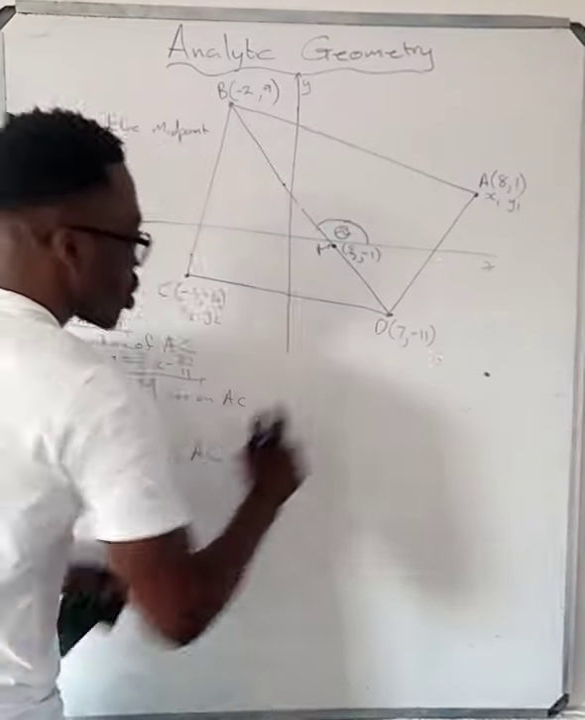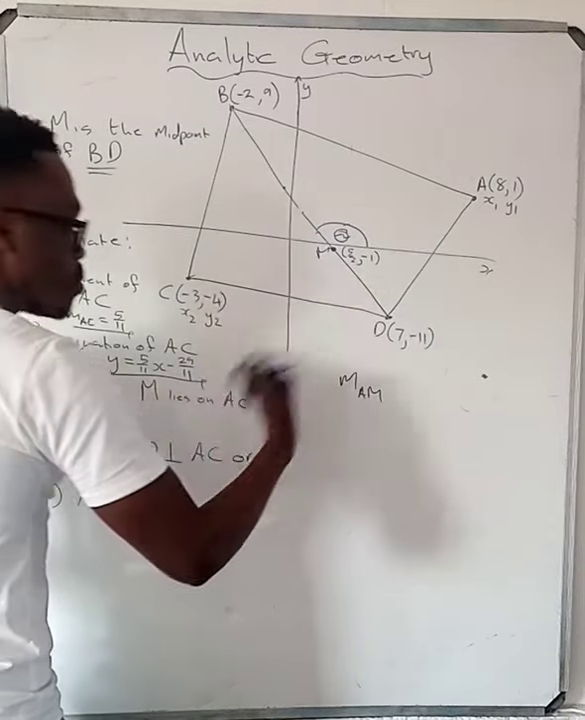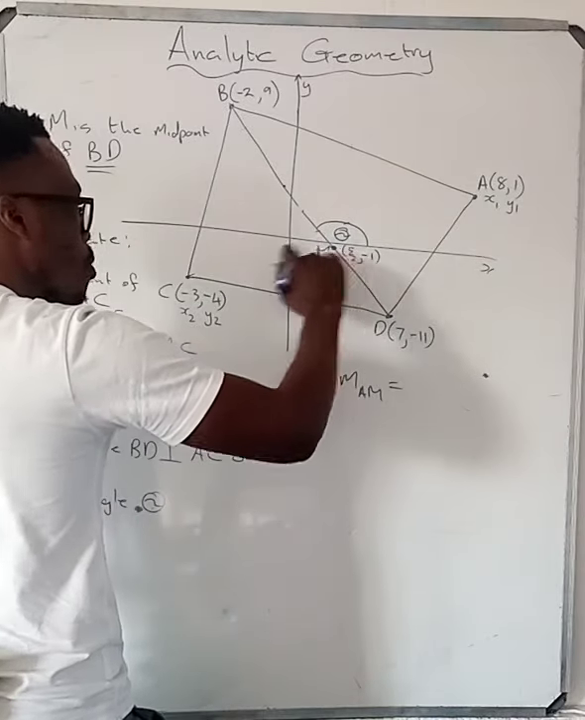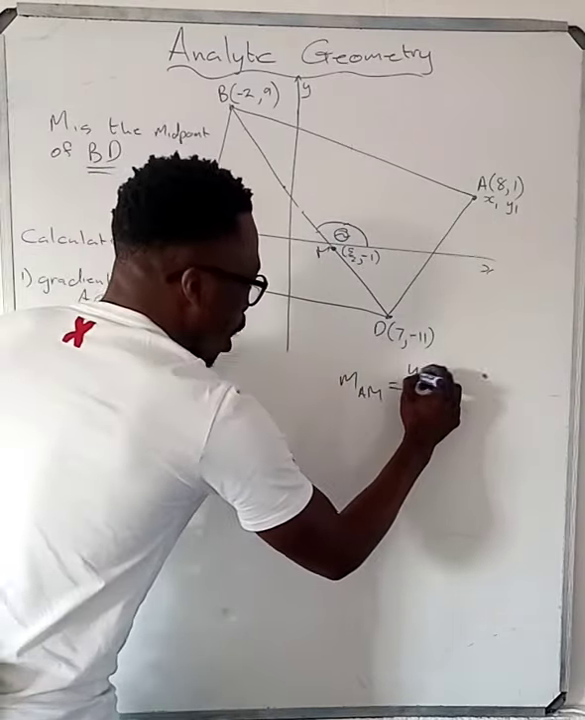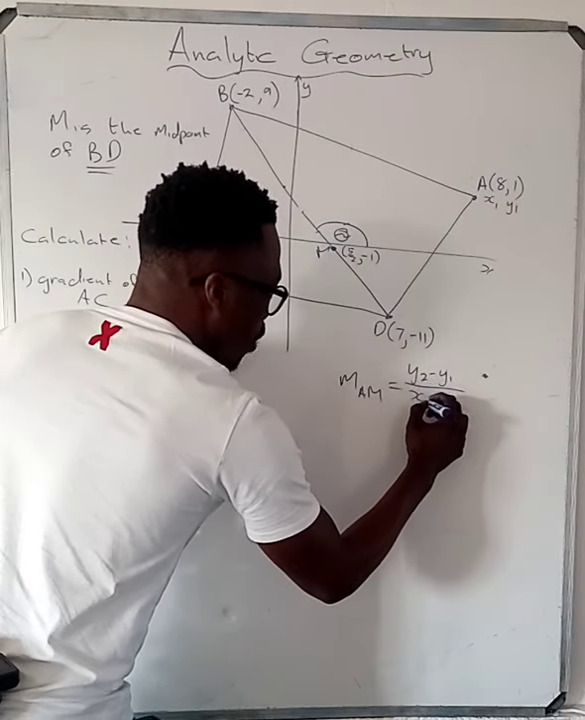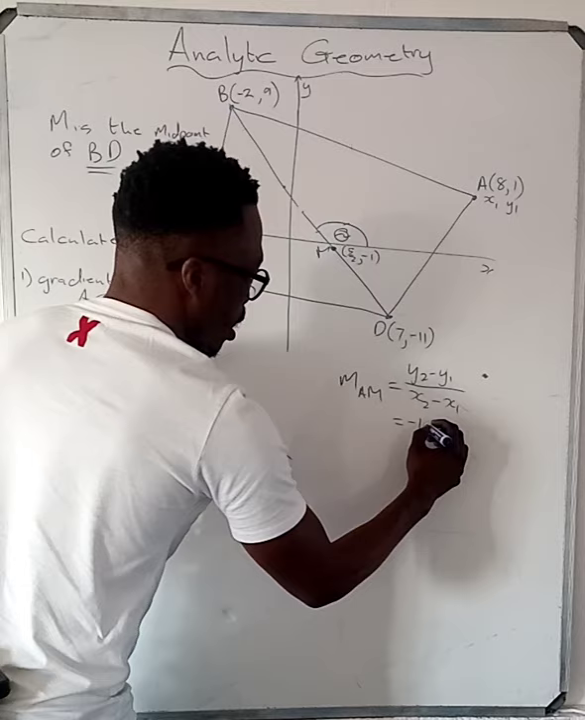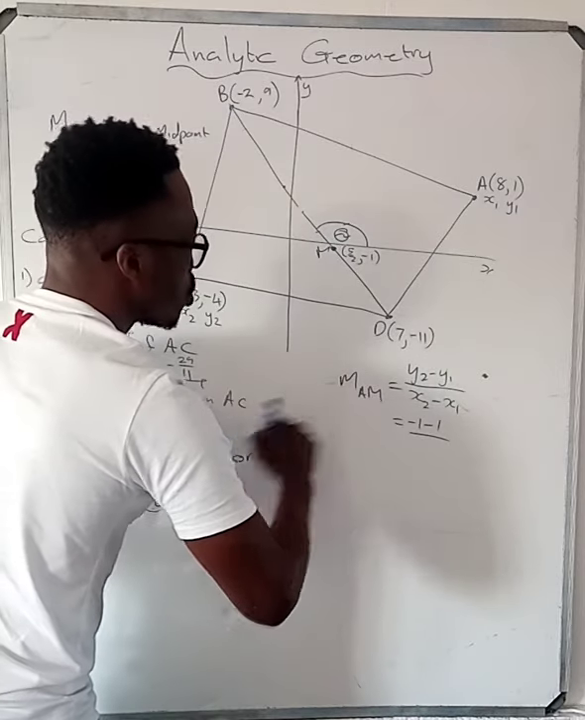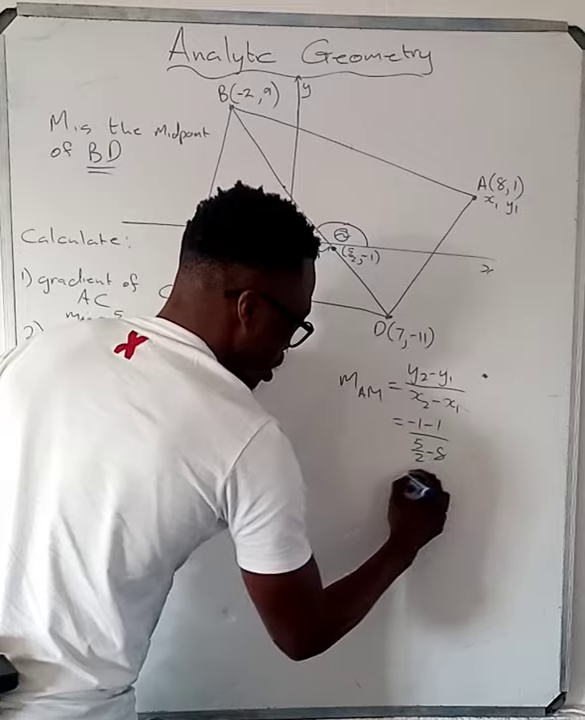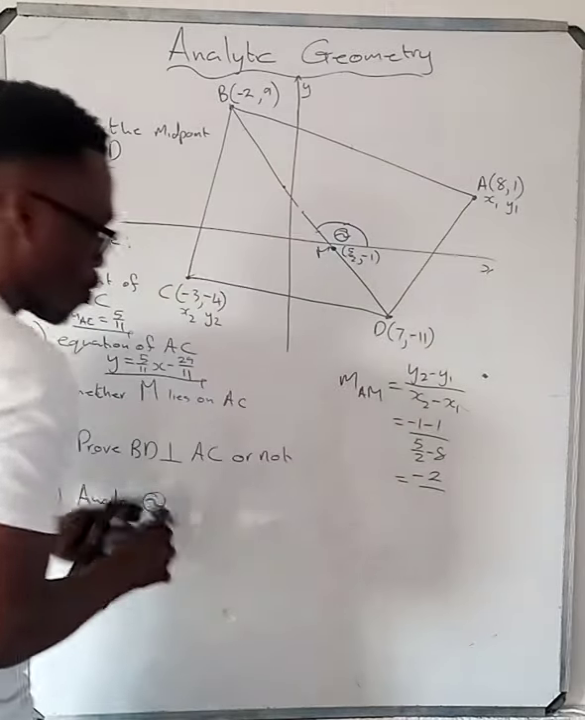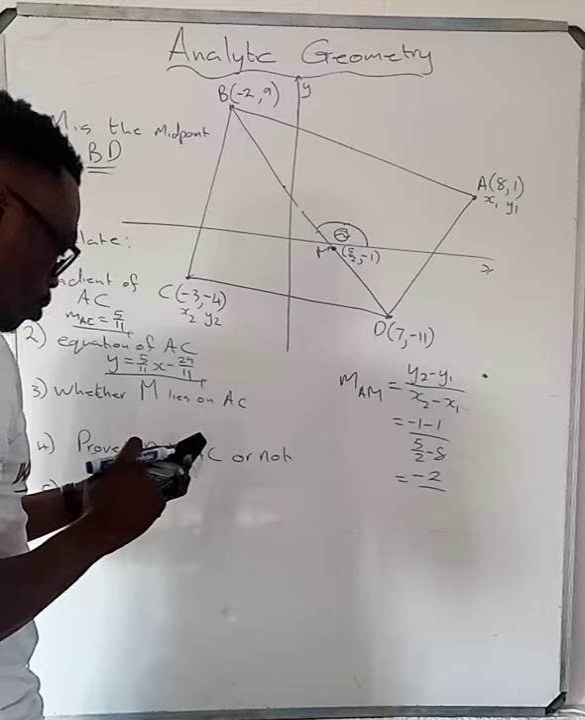You can use the gradient of AM or the gradient of CM, it is up to you. The gradient must come out the same here and there, because on the line the gradient must be the same. So y2 minus y1 over x2 minus x1. So y2 is negative 1 minus 1, and x2 is 5 over 2 minus 8.